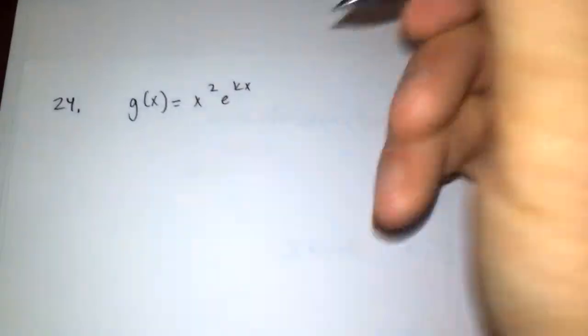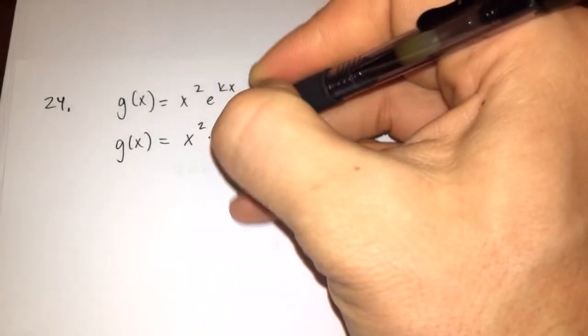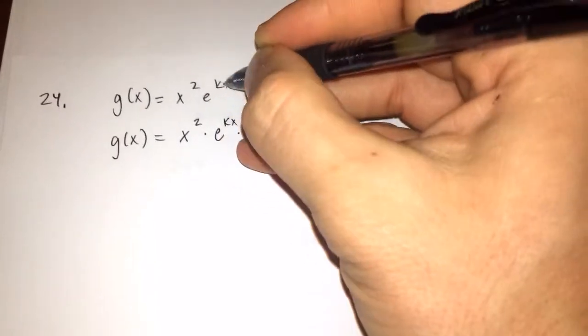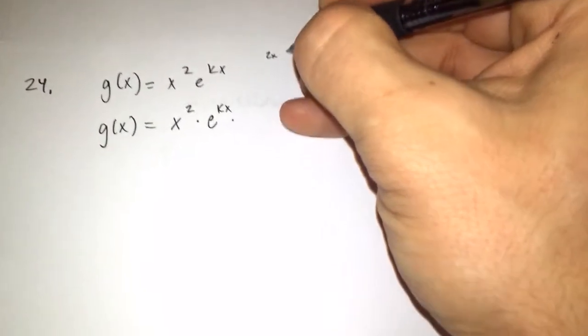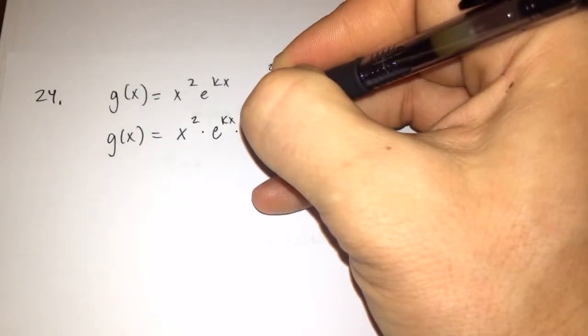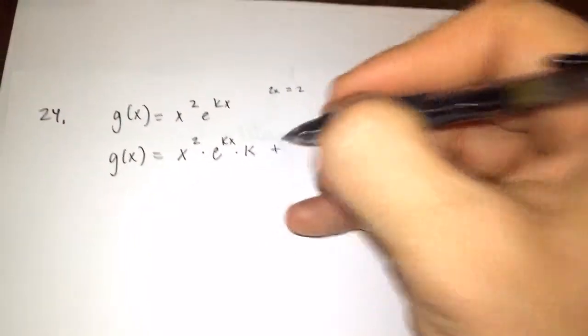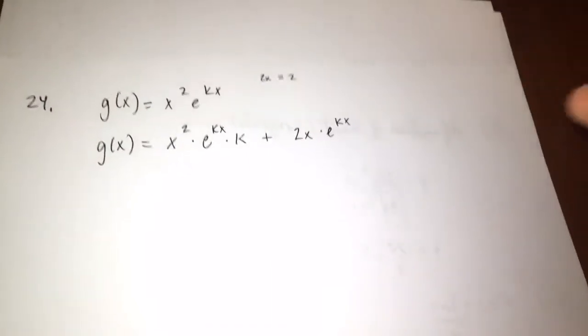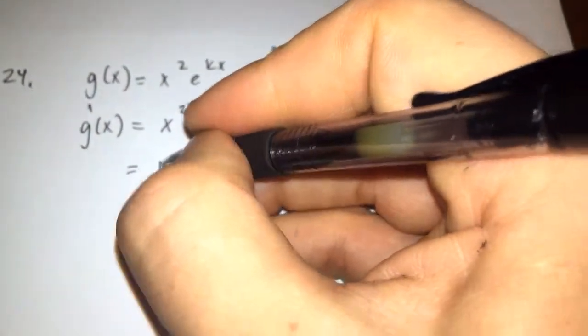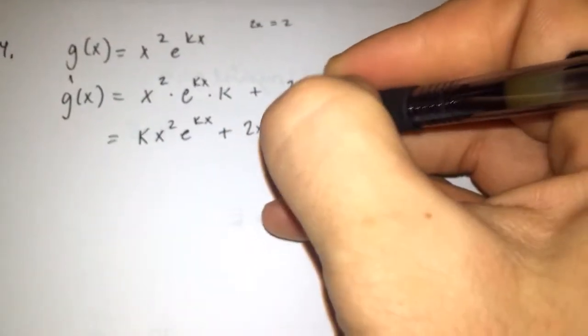For number 24, for a critical point, what I'm going to do is find the derivative. I'm going to use the product rule: first term times the derivative of the second term. Now remember, you have to differentiate that. The derivative of kx, if k is a constant, pretend it's like 2x. What's the derivative? It's 2. So I'm going to say k plus 2x times e to the kx. I'm just going to neaten this up a little bit: kx squared e to the kx plus 2x e to the kx.